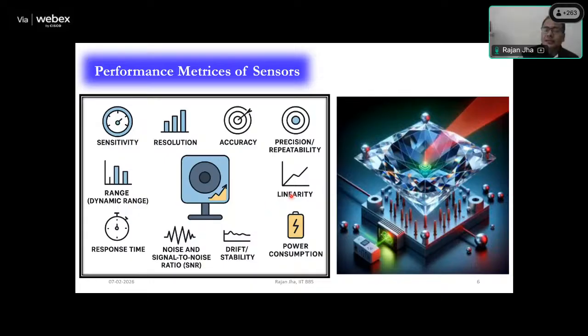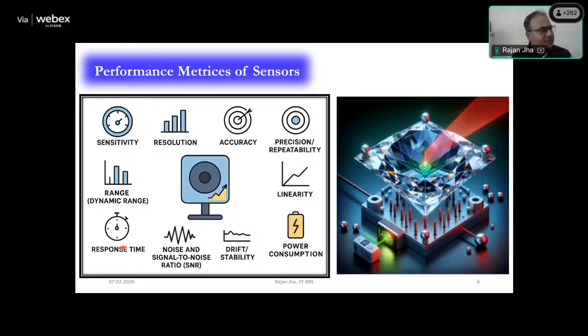Then linearity. The devices that come in the market are largely sensors which are linear. That means there is a uniform change in the parameter of your interest with the environmental change. So it should be linear, but if there are sensors having a non-linear response, of course one can compensate for that non-linear response and still use them. But most of the good sensors that exist in the market have a linear variation.